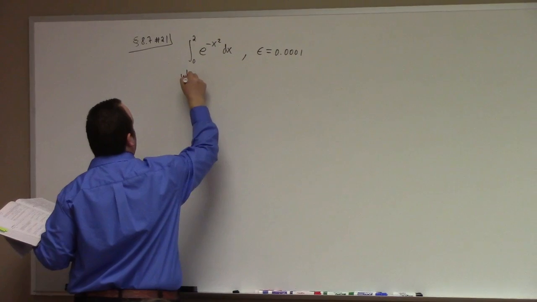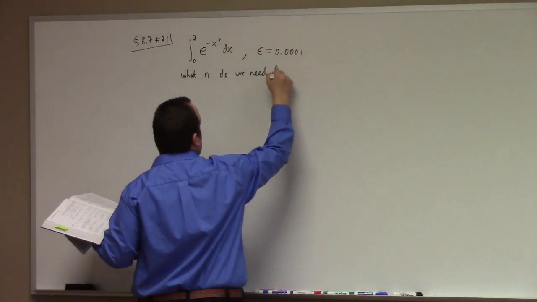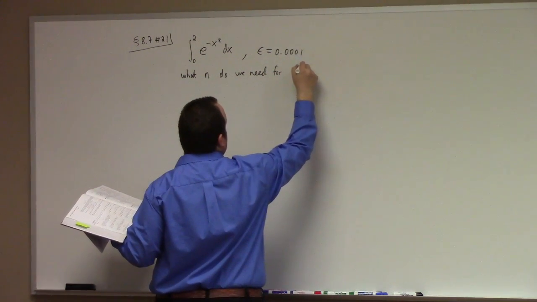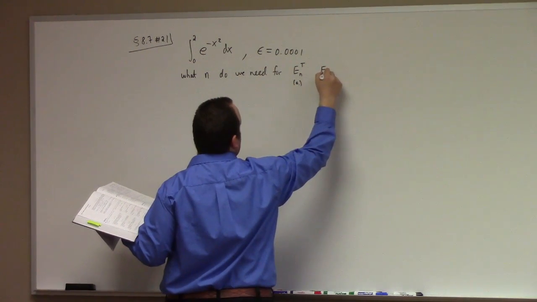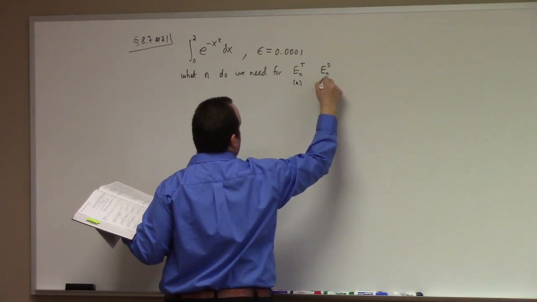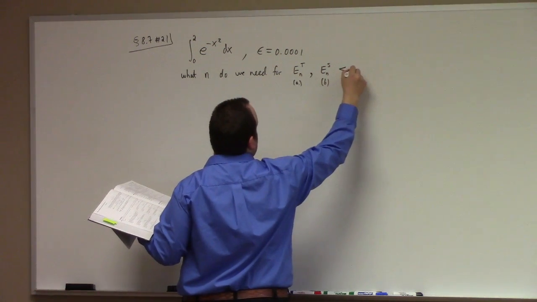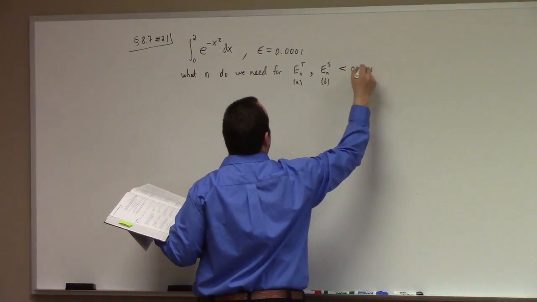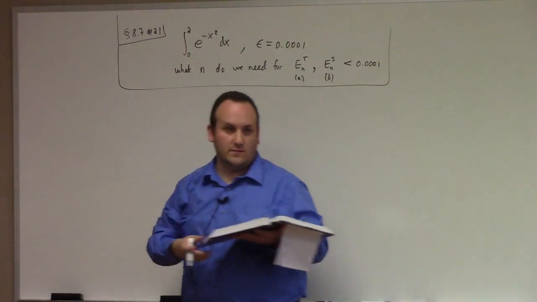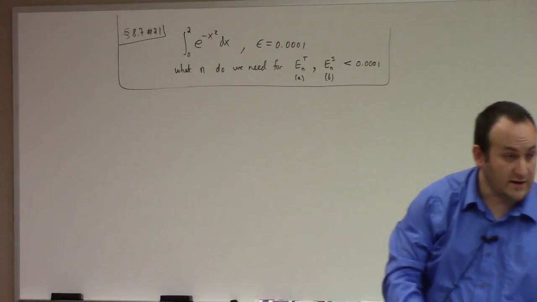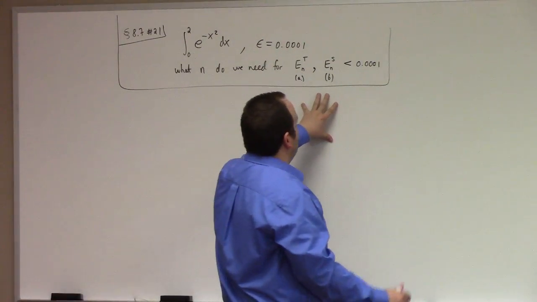So what n do we need for the trapezoid rule? That's part A, right? Or the error in the nth application of Simpson's rule, that's part B, to be less than 0.0001. All right, so basically, let me just give you an outline of what we're doing. I mean, in here I didn't get a chance to do it yesterday, right? That's the thing. So basically, we have those theorems.